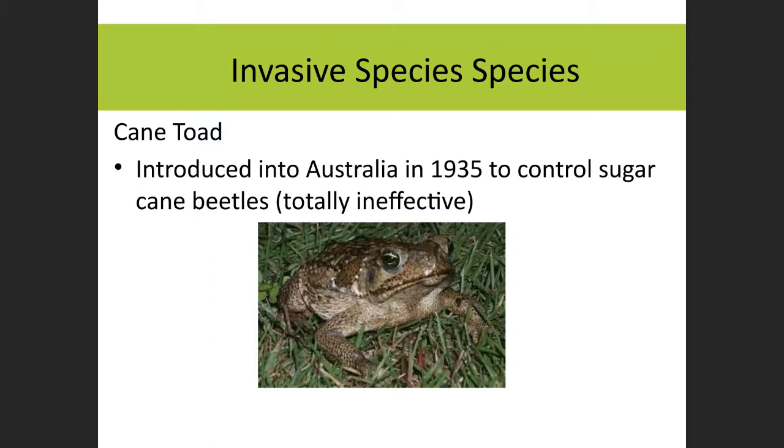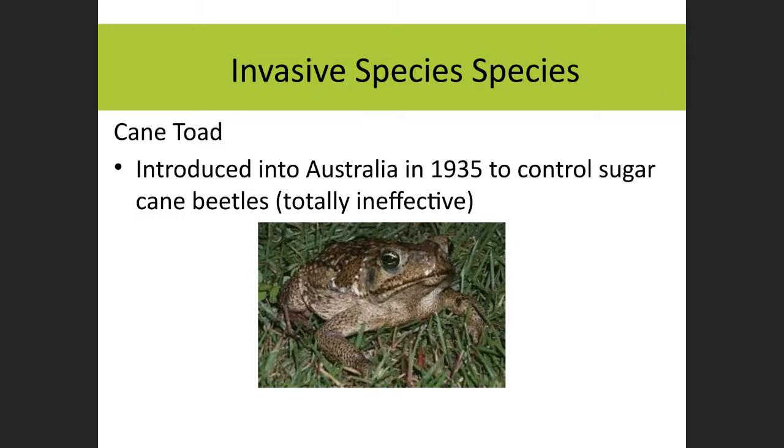Unfortunately, the toad is on the ground, and the beetle would climb up tall into the sugar cane. So that didn't work. But these toads have completely taken over. They reproduce very rapidly. They're also voracious eaters. They eat even mammals, and are a huge, huge problem.